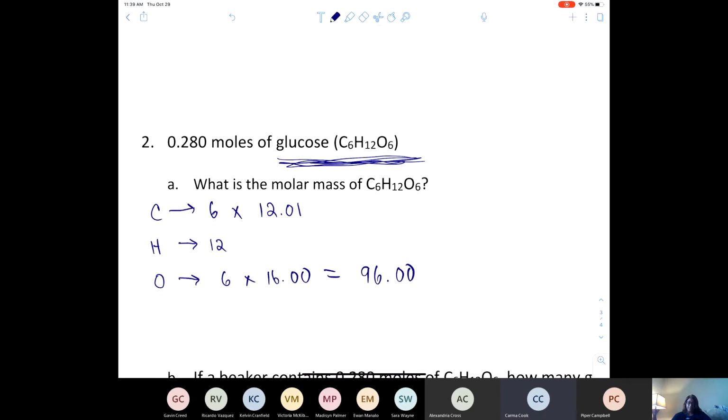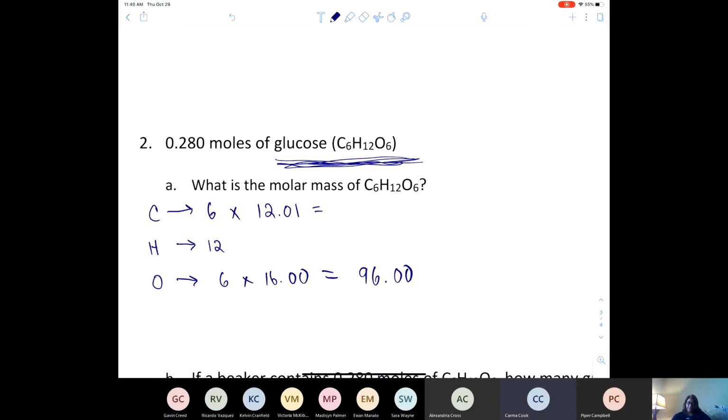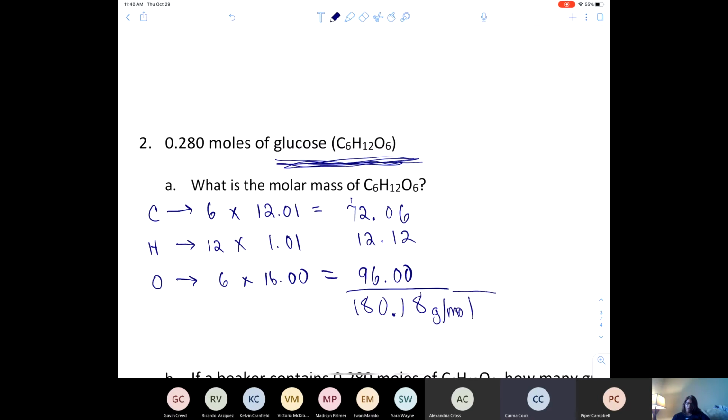Oxygen's atomic mass is 16. Carbon's atomic mass is 12.01. And hydrogen's atomic mass is 1.01. And so we do the multiplication for each of those, and then we add up those three values. And you get 180.18 grams per mole for your molar mass of glucose.